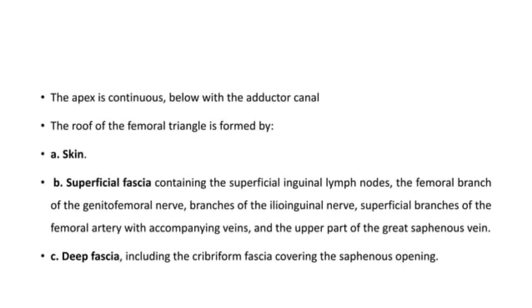Roof of the femoral triangle is formed by the skin, superficial fascia, and deep fascia. Superficial fascia contains the superficial inguinal lymph nodes, femoral branch of genitofemoral nerve, and branches of ilioinguinal nerve, superficial branches of femoral artery with the accompanying veins, and the upper part of the great saphenous vein. Deep fascia includes the cribriform fascia covering the saphenous opening.